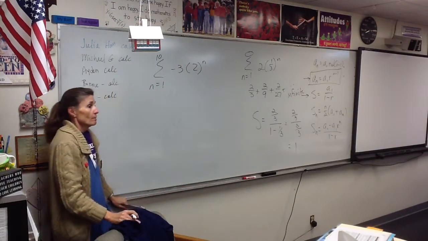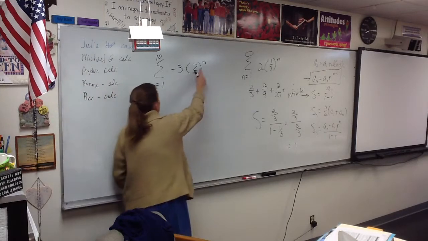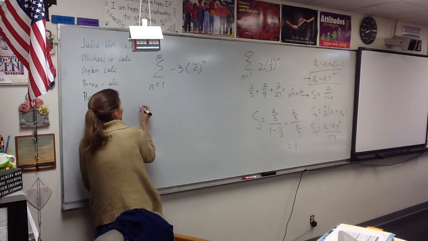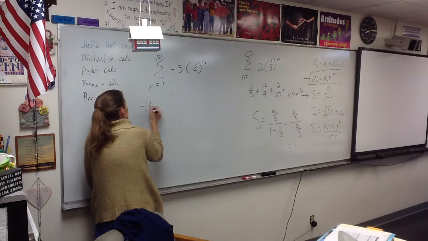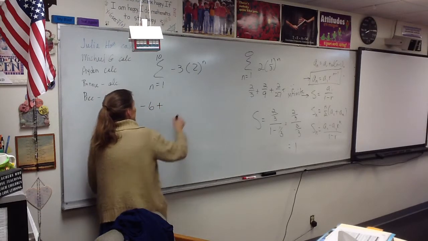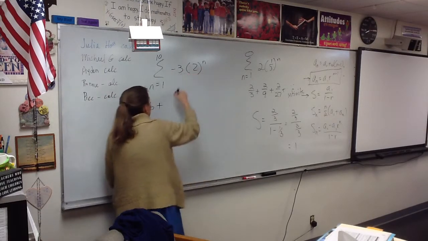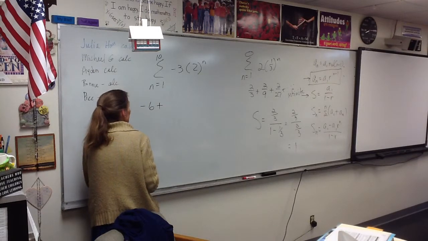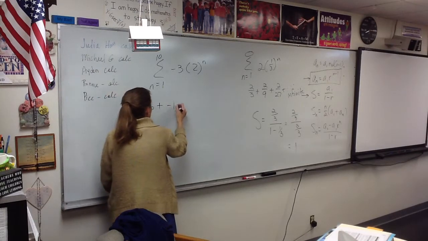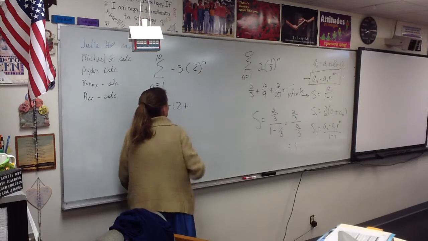Okay, first term, let's put 1 in. What do we get for our first term? You get negative 6, very good. Let's put in 2. Remember, we square first before we multiply, so the next one will be? Negative 12. And the next one, let's put in 3.